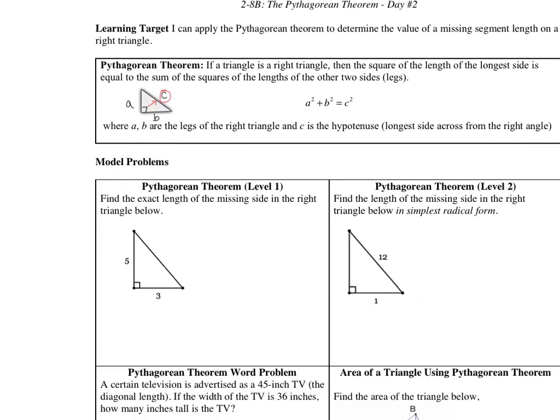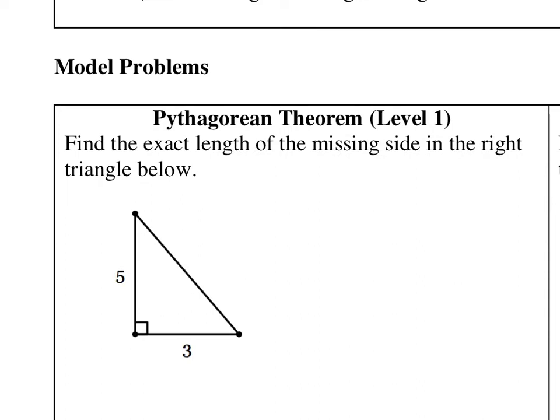So Pythagorean Theorem problem level 1. Find the exact length of the missing side on the right triangle. Well, if we look, we actually want to find our hypotenuse. So we're going to put a C or an X, it doesn't matter. And the first thing we always do is write down a squared plus b squared equals c squared.